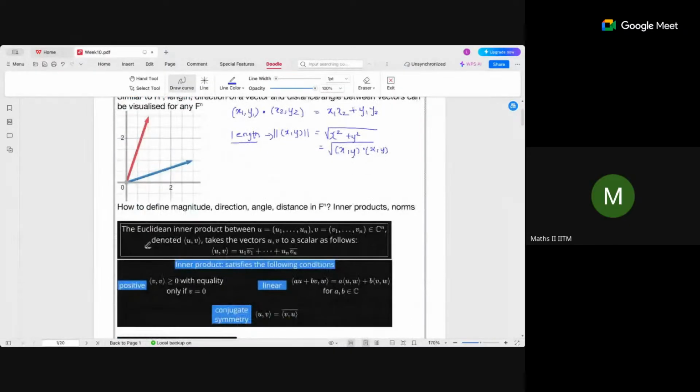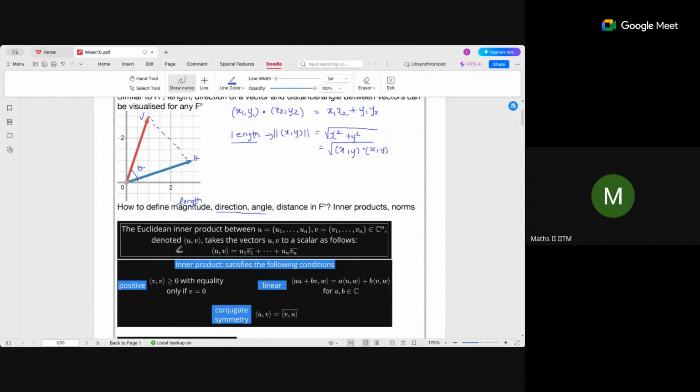We already have seen that magnitude is nothing but length. By direction or angle we are talking about the same thing, direction is also telling about angle only. Here this direction tells about the angle between the vector and the x-axis, and angle in general means between any two vectors. And distance in the sense, suppose this is a vector u and this is a vector v, what is the distance between these two vectors? So how do we find these things for a general Fn?